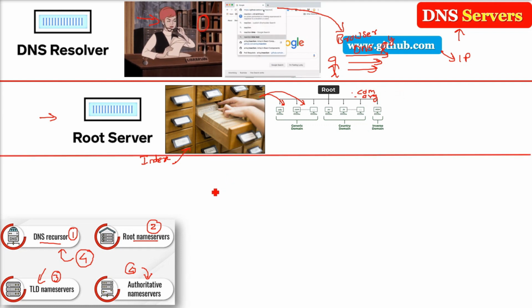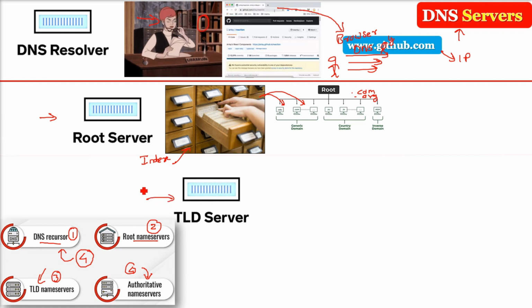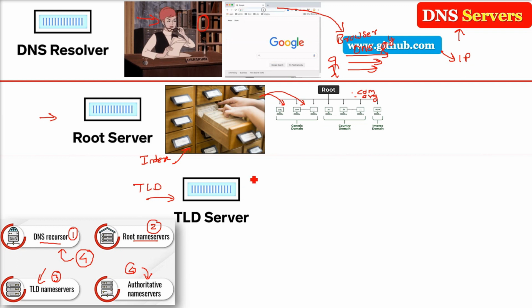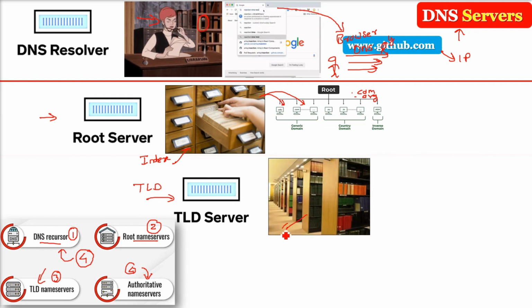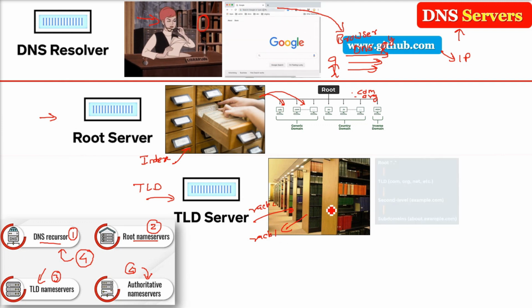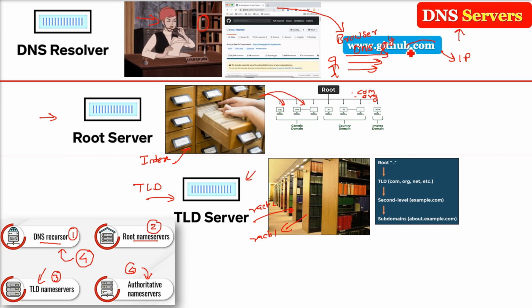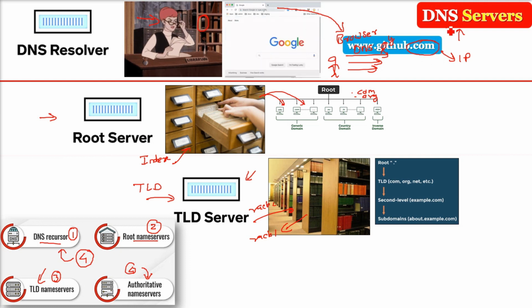Then we have the TLD or top level domain server. This top level domain server can be thought of as a specific rack of books in a library, and this name server is the next step in the search for a specific IP address. So it hosts the last portion of a hostname. So in this GitHub example, the TLD server is com.